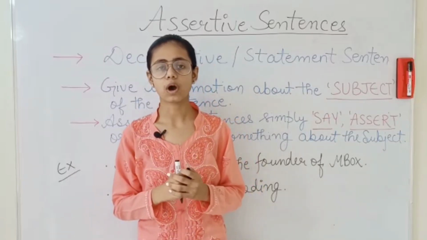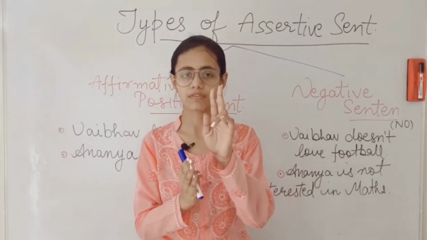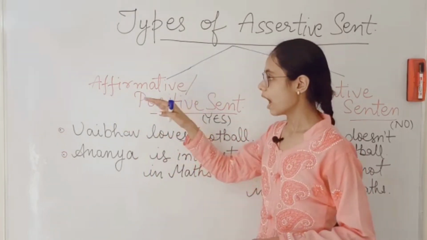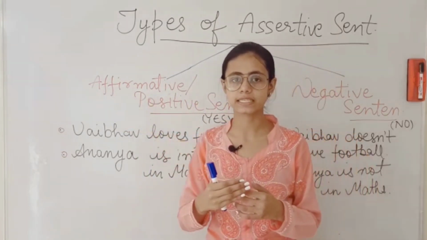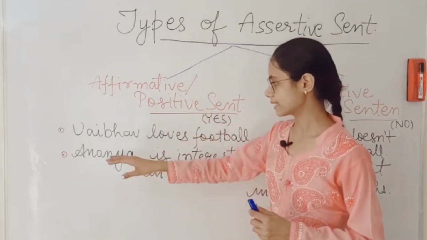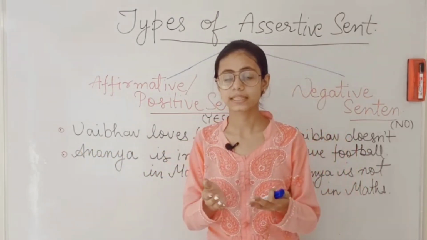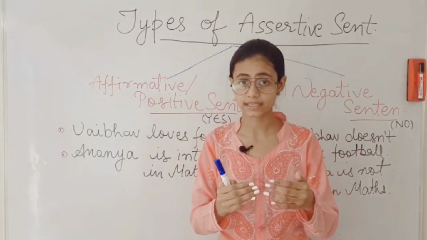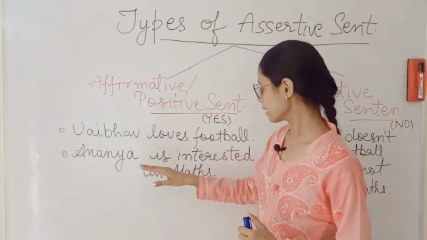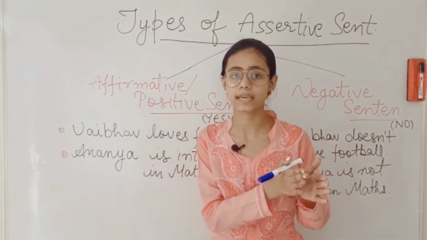There are 2 types of assertive sentences. Let us now have a look at the 2. So the first type is affirmative or positive sentence. Affirmative or positive sentences have to do with the yes, as the name suggests, positive here. An example here says, Vaibhav loves football. So here the sentence is telling that yes, Vaibhav loves football. The second sentence here is Ananya is interested in maths. Again, it's a yes that Ananya is interested in maths.